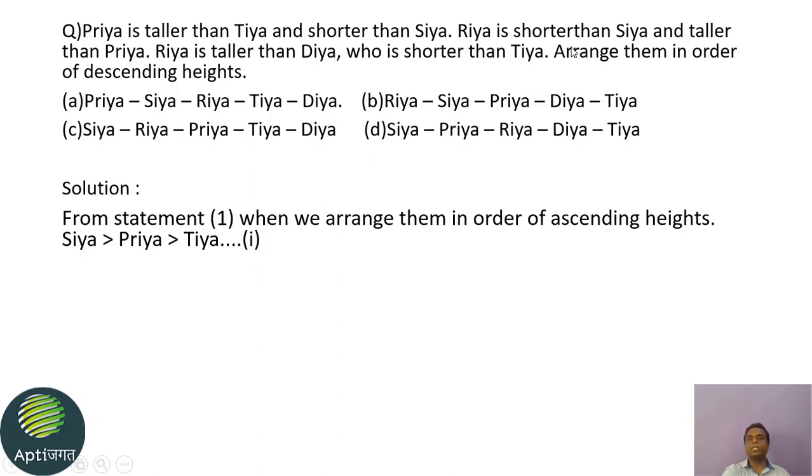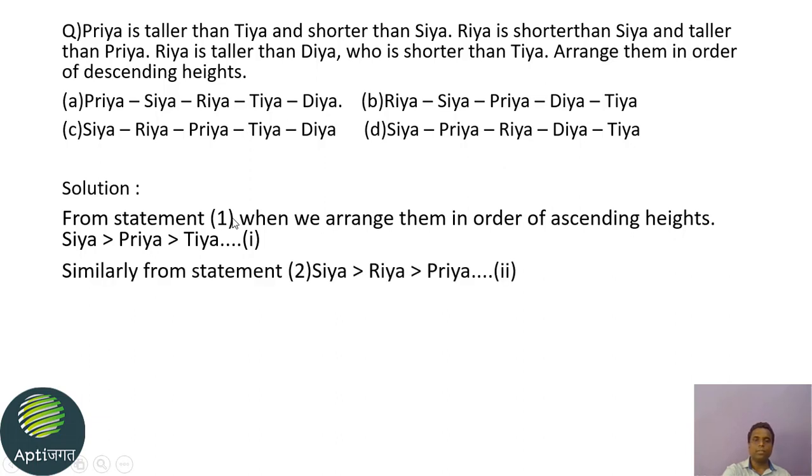Then Ria is shorter than Sia. So now we have another statement. Ria is shorter than Sia, meaning Sia is taller than Ria, right? And Ria is taller than Priya. So Sia, Ria, and Priya. Okay. Ria is taller than Dia.